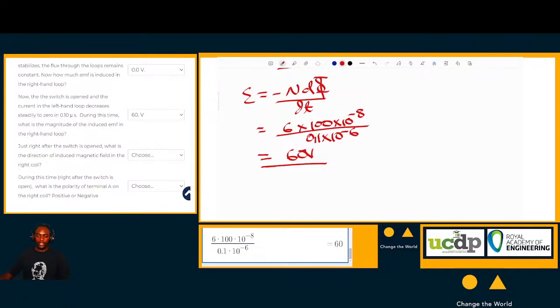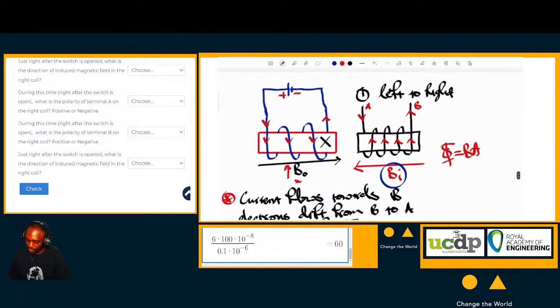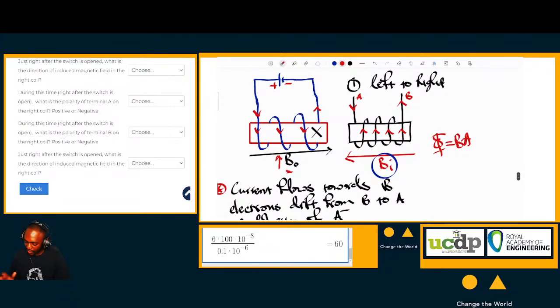Yes, sir. Now let's move on to the theory question again. It says, just right after the switch is opened, what is the direction of the induced magnetic field in the right coil? So we go back to our circuit again. This was when the switch was closed. Now when the switch is opened, what is happening to the flux?